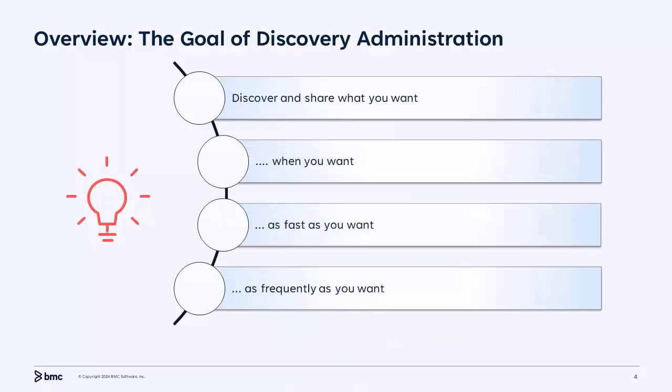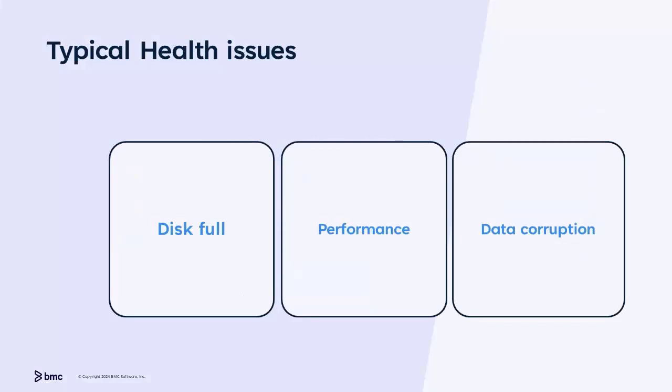The goal of discovery administration is to discover and share what you want, when you want, as fast as you want, and as frequently as you want. The typical health issues are disk full, performance issue, and data store corruption. This presentation will tell you how to minimize the probability of these issues, detect them earlier, and take actions before they keep you from reaching your goals.